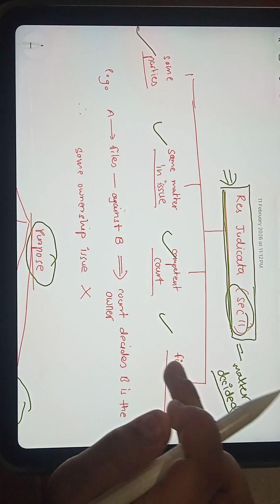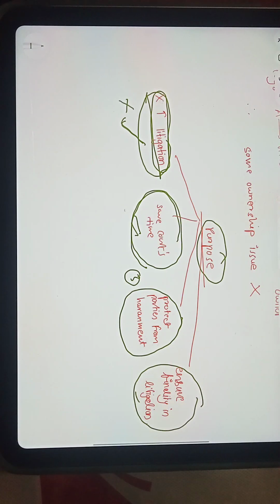Every section has its own purpose. Now let us understand the purpose of this res judicata. First, it is important to prevent the multiplicity of litigation in a country. It helps the state to avoid an increasing rate of litigation.